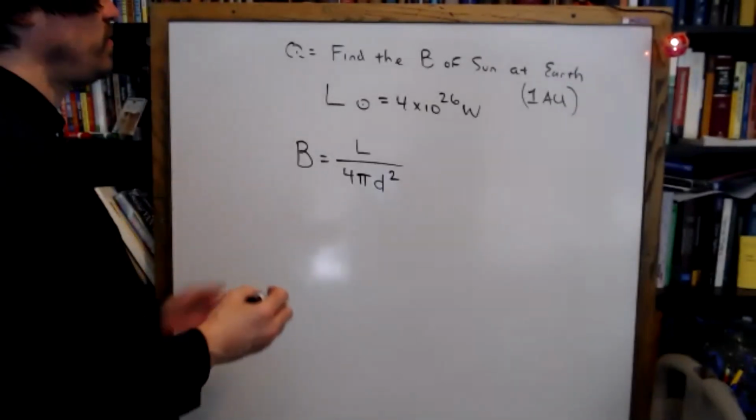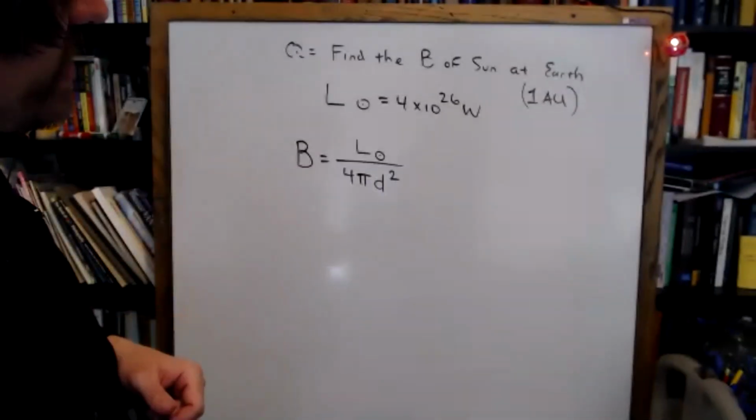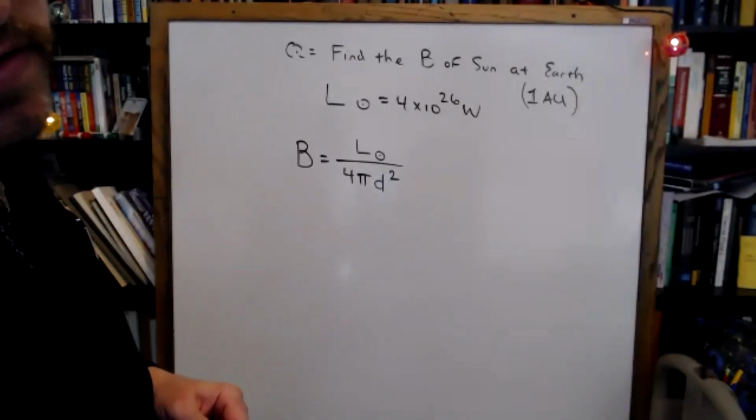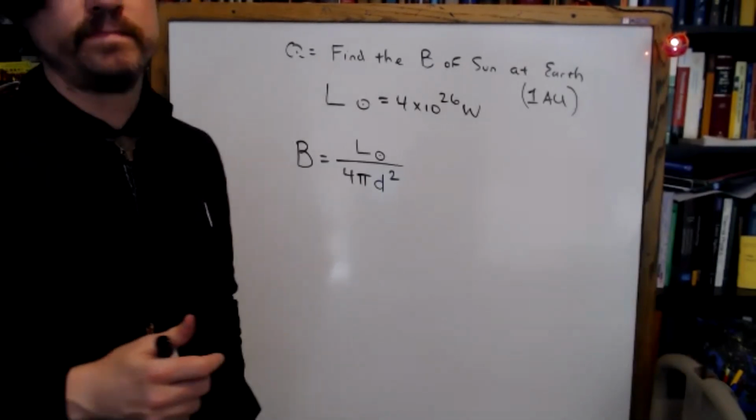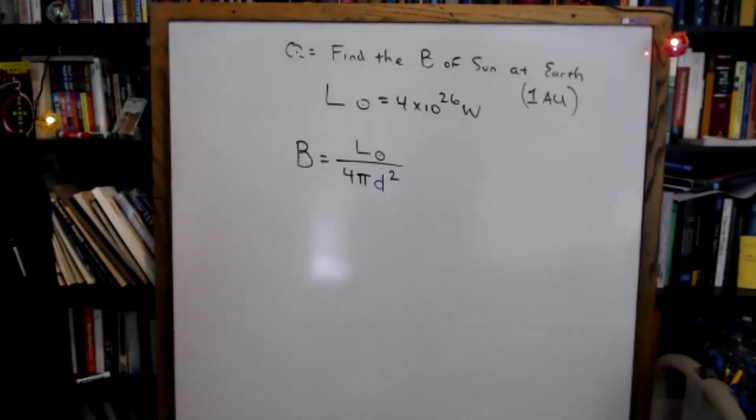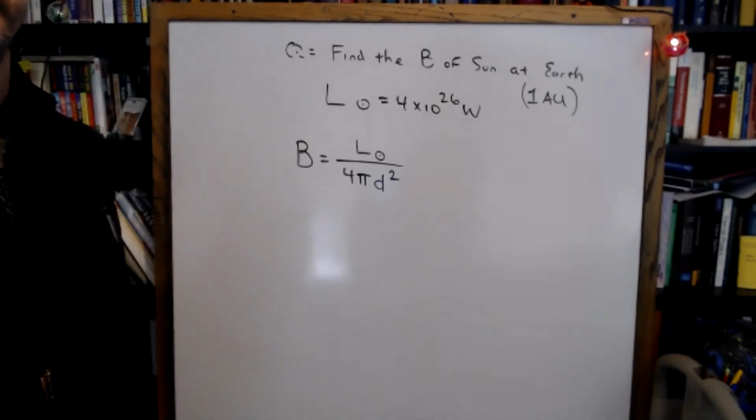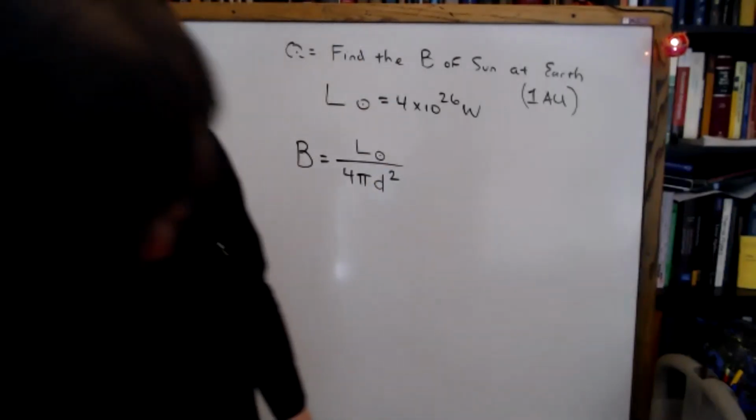And we're going to put in the luminosity of the sun. Obviously, that's already in watts. What units should I have the distance in? AU. That would give me watts per AU squared. I don't think that's the right unit of brightness that I want. Any other ideas?